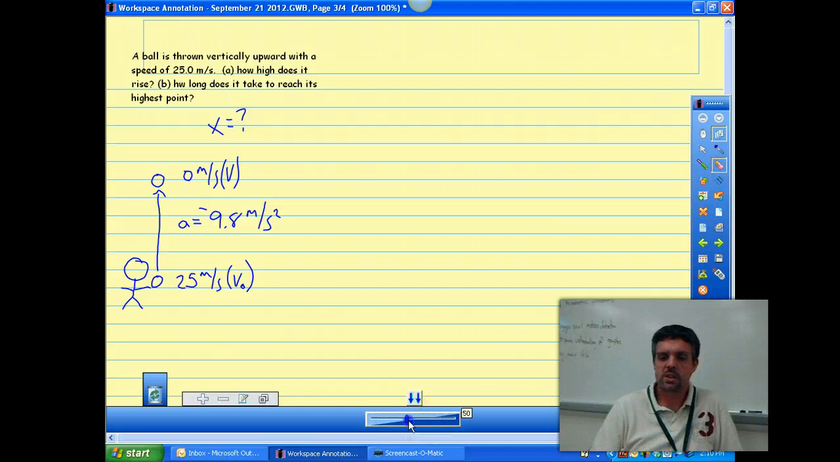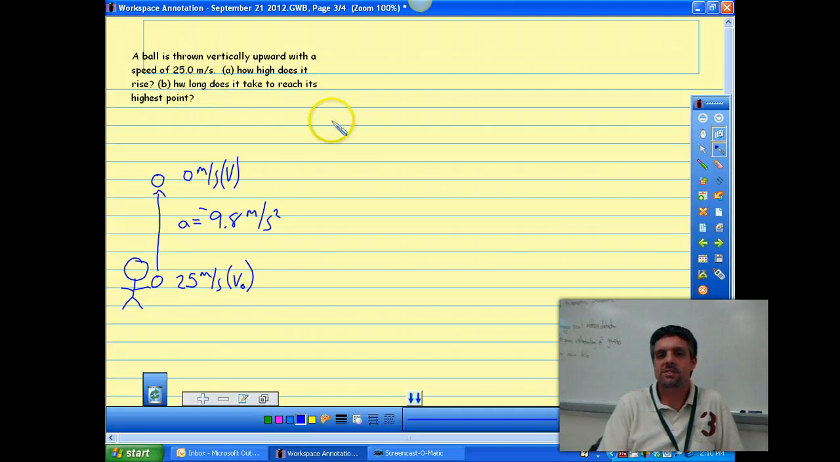Nothing's really changed. We did figure something out. We figured out how high it would go, okay? But this one wants to know, how long does it take to reach its highest point? And so that's a t. So now instead of an x that we're solving for, we're solving for t, and we don't know it.